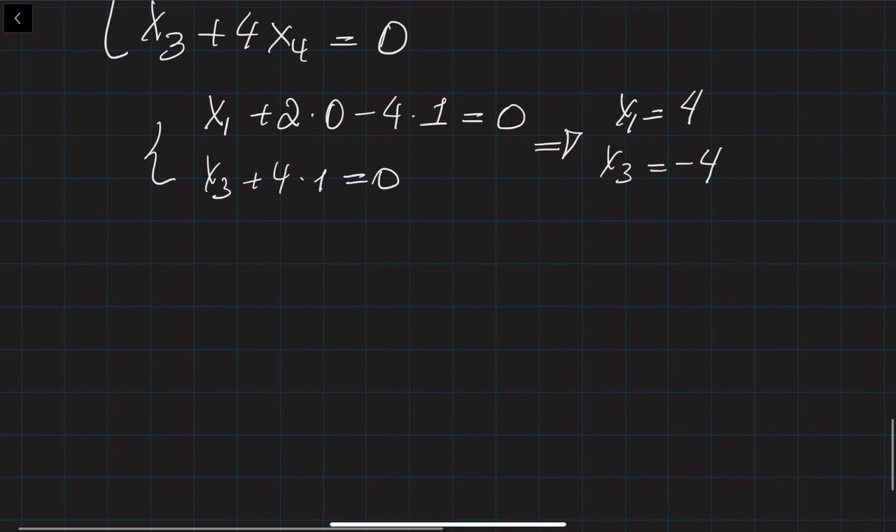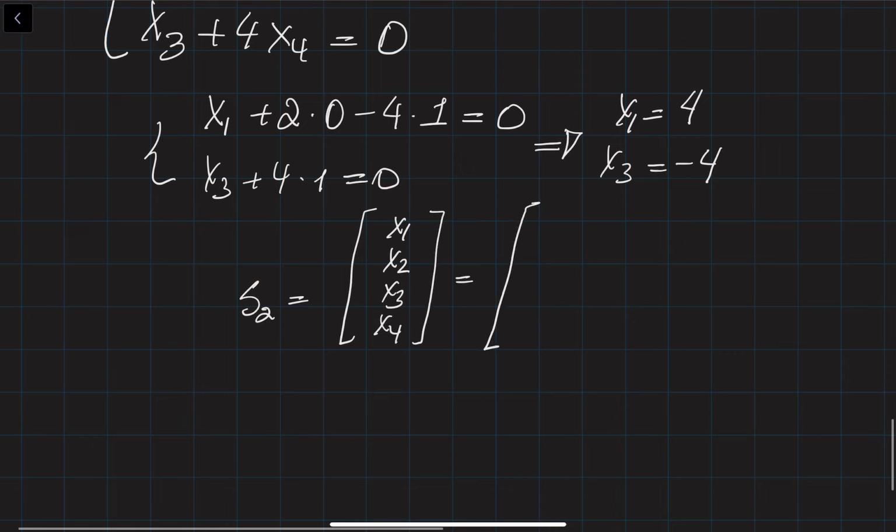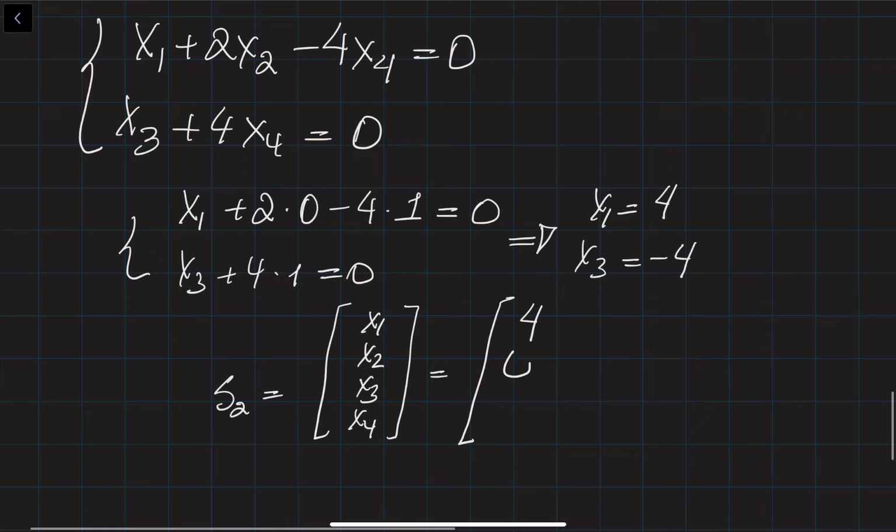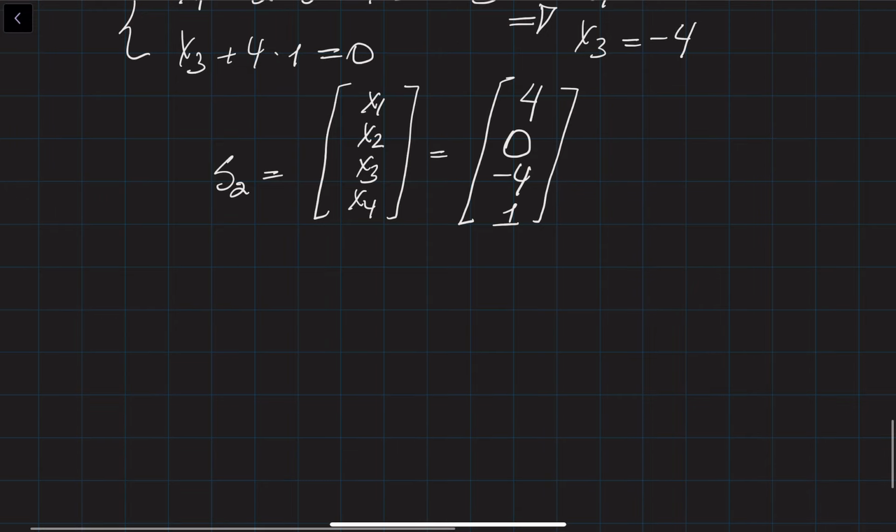Well, the second special solution is now going to have the four components x1, x2, x3, x4. And this is going to be: x1 is equal to 4, x2 is equal to 0, because we decided it to be equal to 0, x3 is minus 4, and x4 is equal to 1. Well, now we found all the components we need to construct the space of the complete solutions.